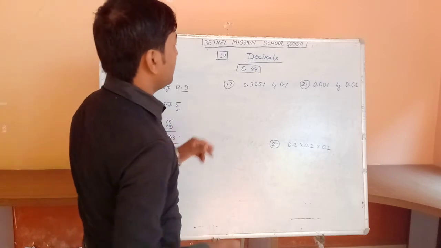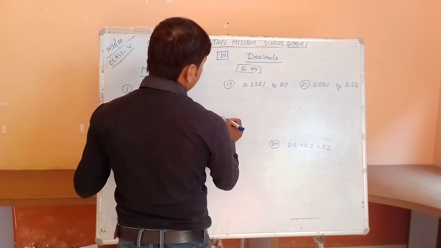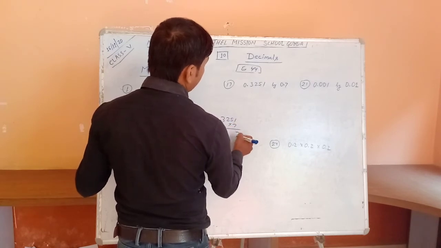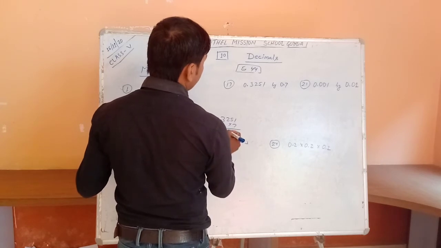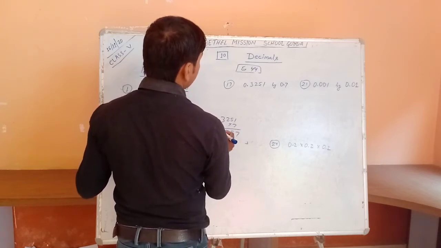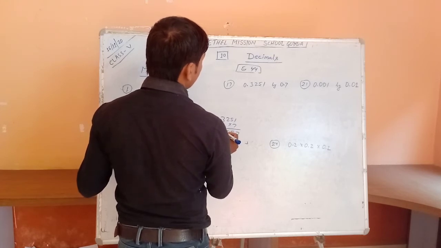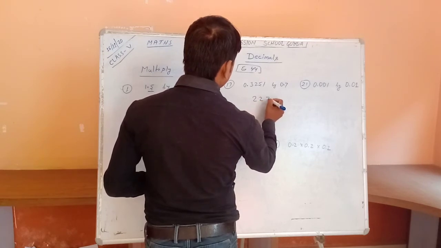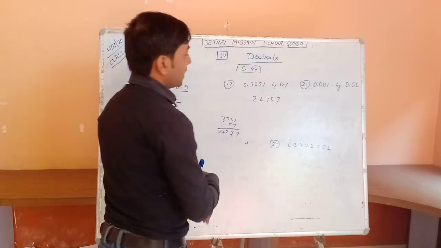135. Same here. You have to multiply 3251 into 7. Multiply first. 7 1 is 7. 7 5 is 35. 7 2 is 14, and 3 is 17, and 7 3 is 21, and 1 is 22. Okay, so write down 22757, and now put the decimal.